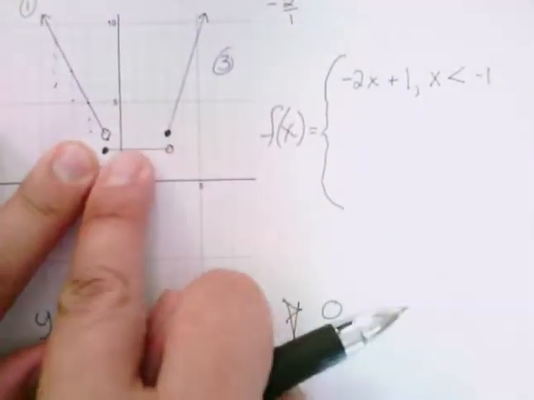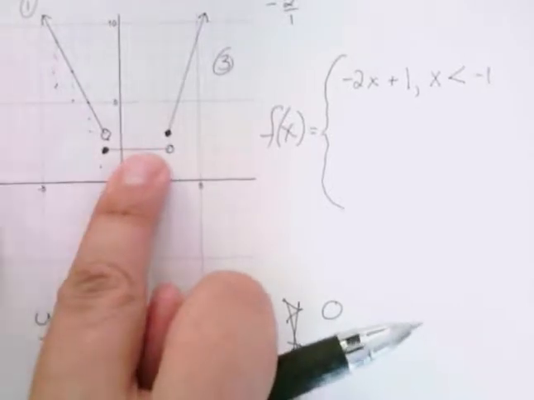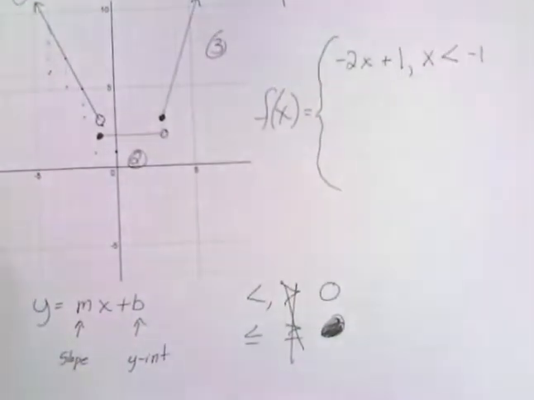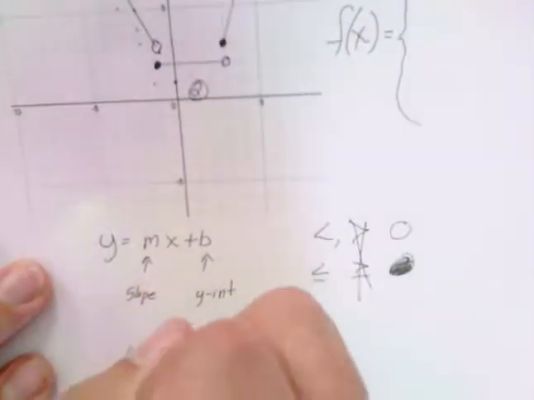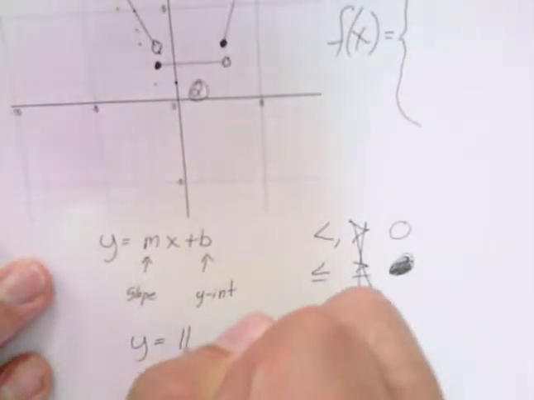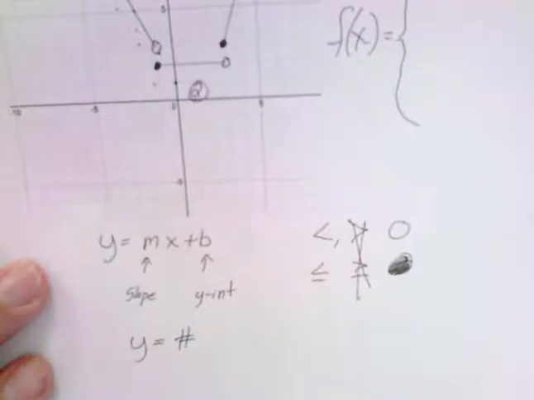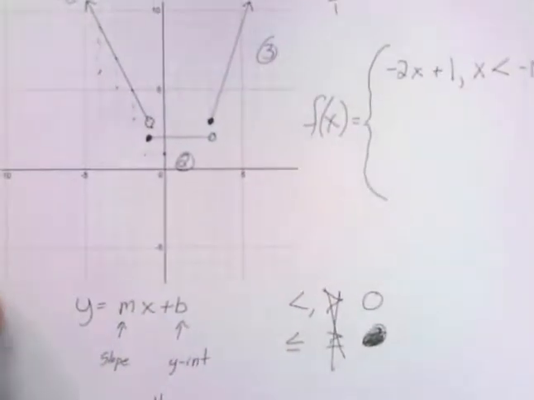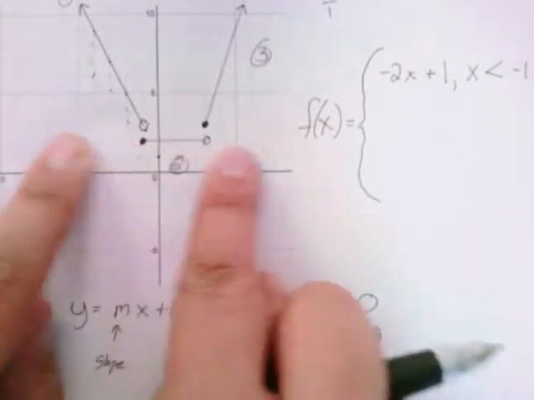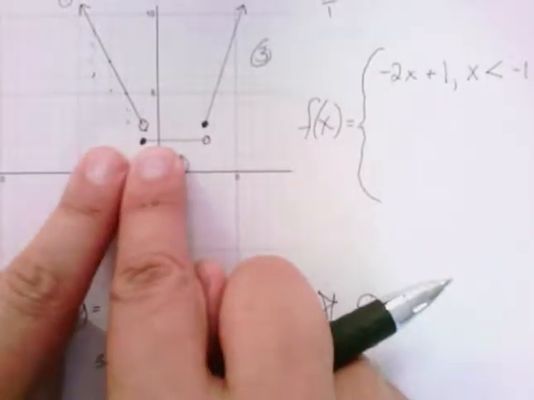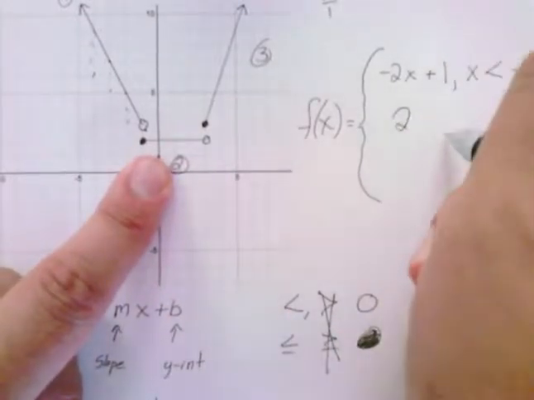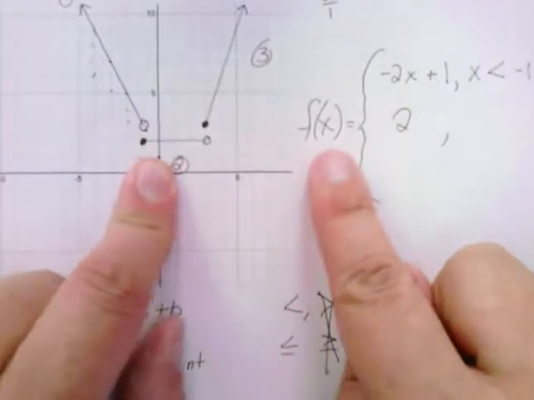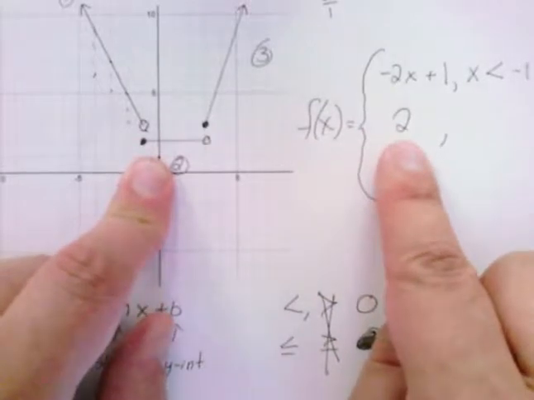Next piece, this horizontal segment right here. Now, it might be tough to remember how to write the equations of horizontal lines, but it's pretty simple. You're just going to have y equals and then some number. More specifically, that number is just your y-intercept. So if this horizontal line continued on forever, I would cross the y-axis at, looks like, 2. So my second piece is just going to be the equation f of x equals 2, which is the same as y equals 2.